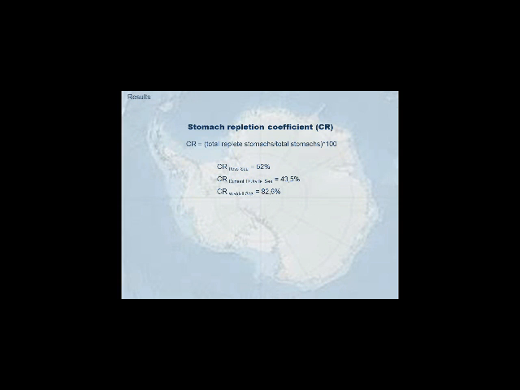Stomach repletion coefficient has been calculated in the specimens of the free areas. It is the percent ratio between total replete stomachs and total stomachs, and is an index of predatory activity, which indicates the food availability for the species. As we can see from the results, the value of the coefficient is higher for the sample from the Weddell Sea and lower for the Dumont-D'Urville Sea.